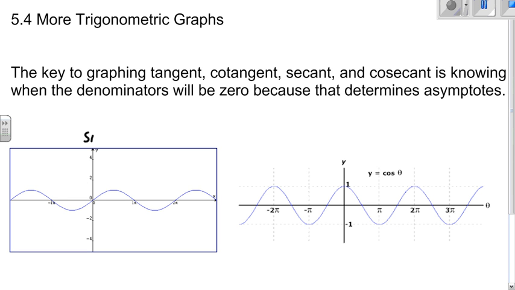So here's the graph of sine. And here's the graph for cosine, just as a refresher. So sine is 0 at multiples of pi. It's at 0, 1 pi, 2 pi, and so on. Cosine is 0 at pi over 2, 3 pi over 2, negative pi over 2, negative 3 pi over 2.